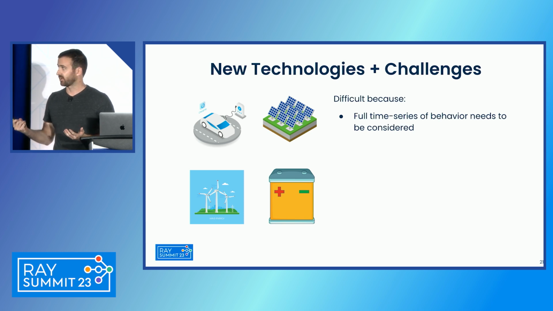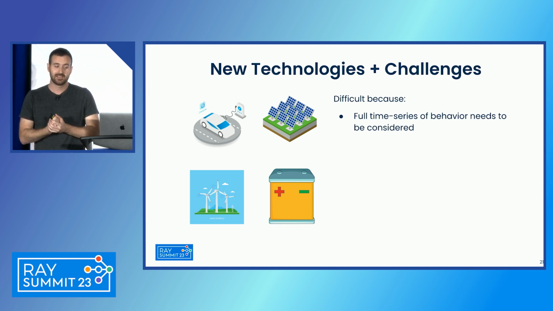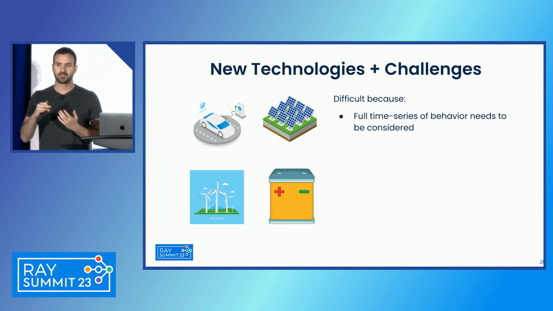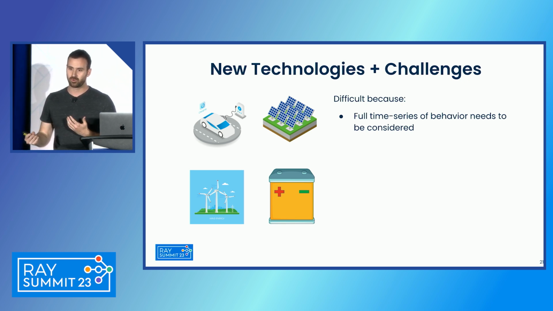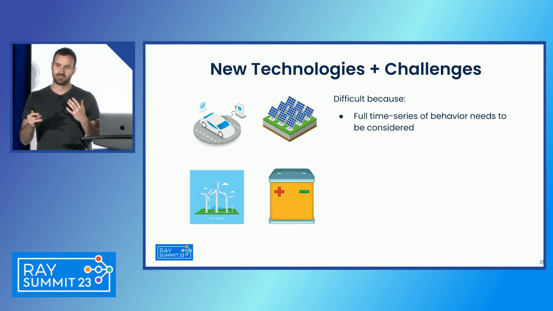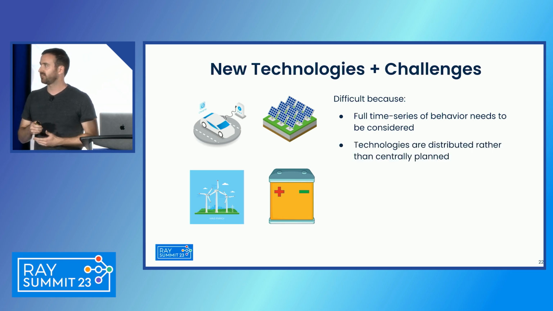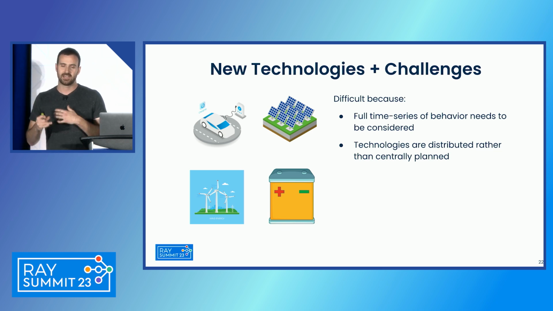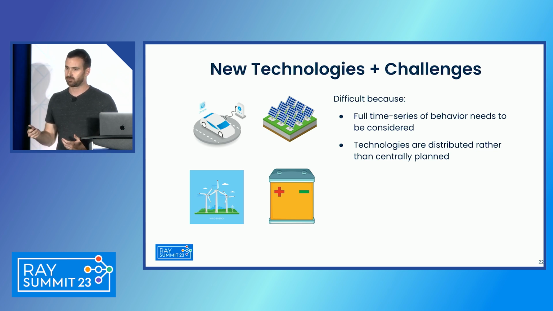These are difficult to plan because the time series behavior varies for the hour of the day or the day of the week or season of the year, both in the generation or consumption of these technologies. So you need to consider the full time series when planning these out. And these technologies are also distributed rather than centrally planned, and you don't necessarily know where all of these are going to end up on the grid, which again makes planning more difficult.